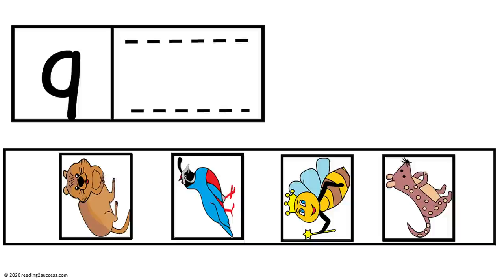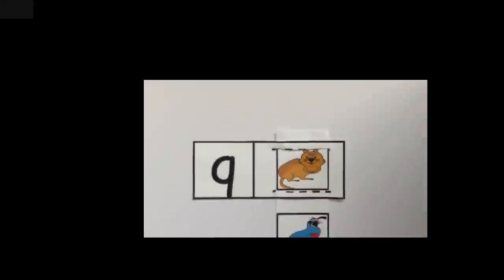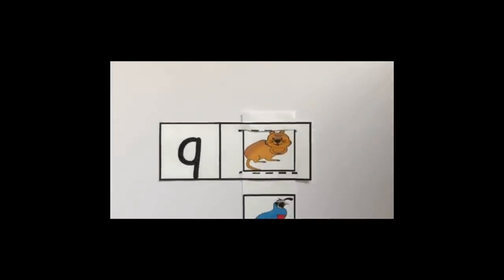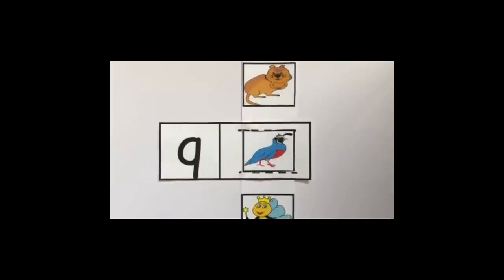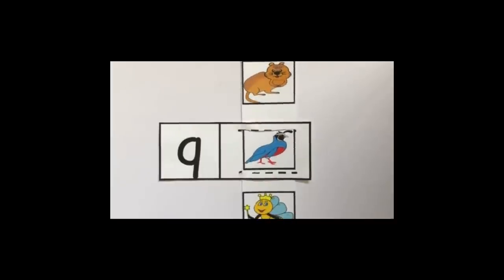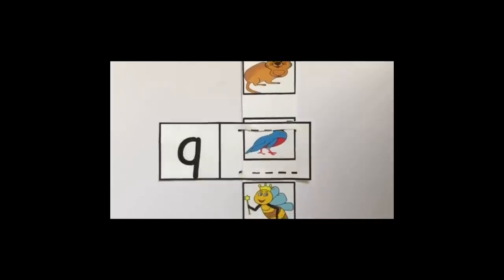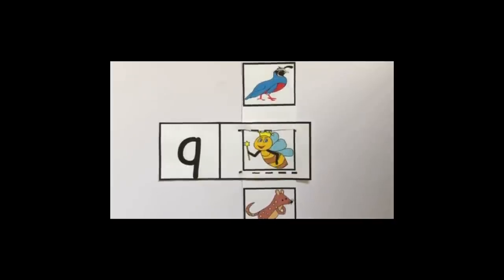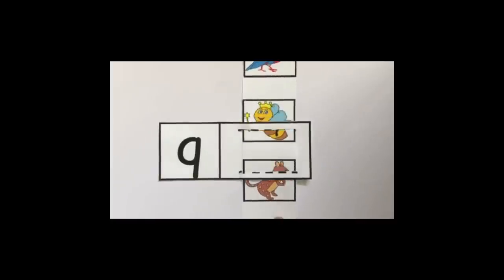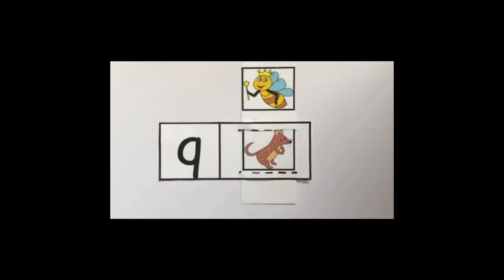This is a template for the Q picture slide that is used to teach the next activity. Now we're going to do our Q letter slide. Q is for quail. Q is for queen bee. Q is for quokka.